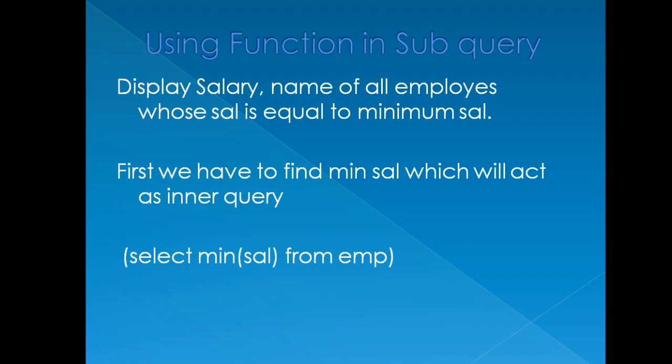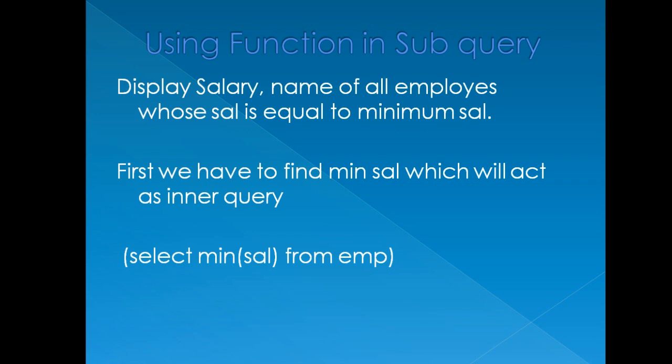We can also use functions in subqueries. Like, display salary and name of all employees whose salary is equal to the minimum salary. So here, if I want to see the salary and name of all employees whose salary is equal to the minimum salary of employees, in this case, first I have to find out the minimum salary of employees, and whosoever salary is the same as that minimum salary, that's the person we are looking for. So first we have to find the minimum salary, which will act as the inner query like this.